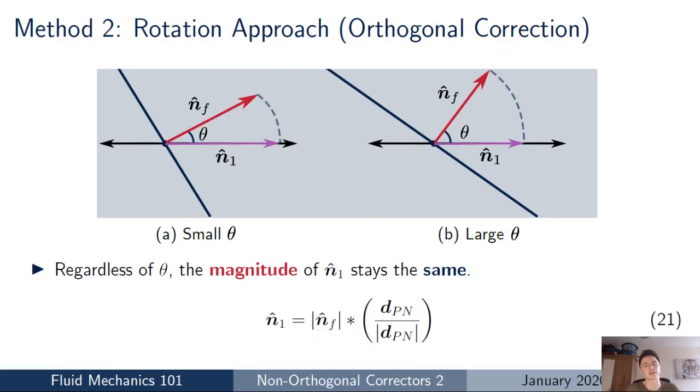Now, this rotation approach is slightly different to the right angle triangle approach that we saw before, because as we increase the skewness in the mesh, or increase theta, we see that the magnitude of n1 stays the same. The size of that first term in our summation is going to stay the same as the mesh skews and gets worse. Now, that's not the only approach we can use. There is another approach which I'm also going to present and discuss with you quickly here.